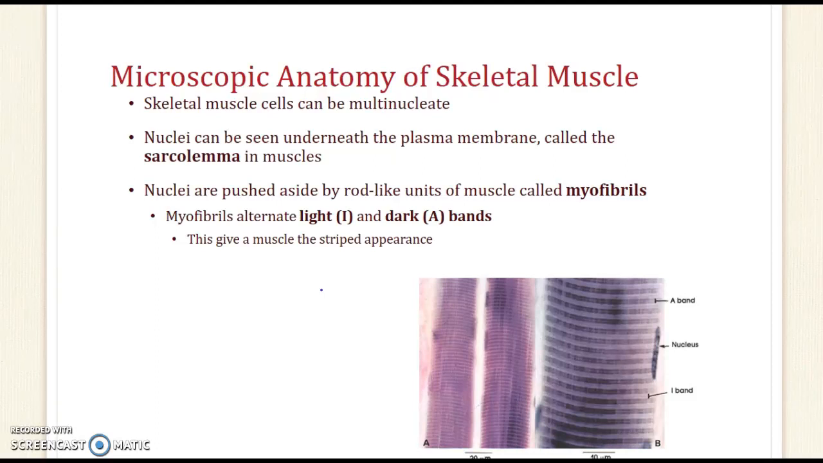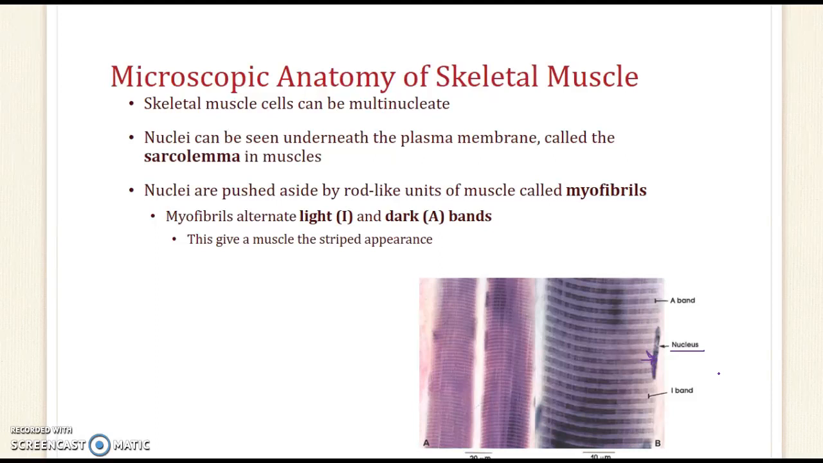So remember that skeletal muscles are going to be multinucleate, meaning more than one nucleus. And they're going to be right underneath what we call the sarcolemma. The sarcolemma is a special plasma membrane only found in muscle cells. So if you look over here, you can see here's a nucleus, and what you'll notice is the nuclei of skeletal muscle cells are pushed up against the edge of the sarcolemma. They're not found in the middle.